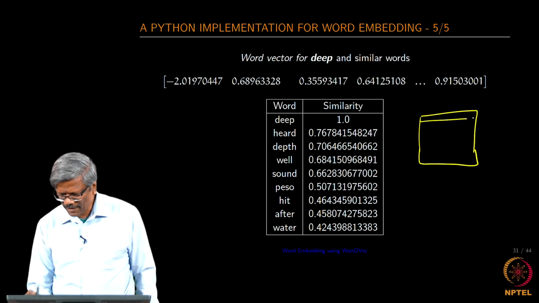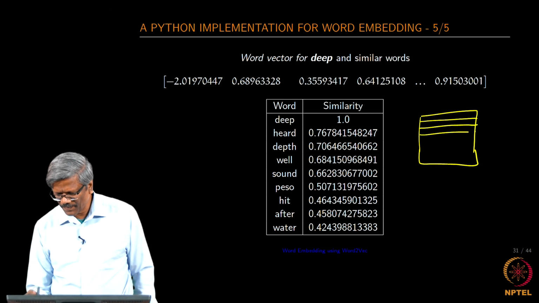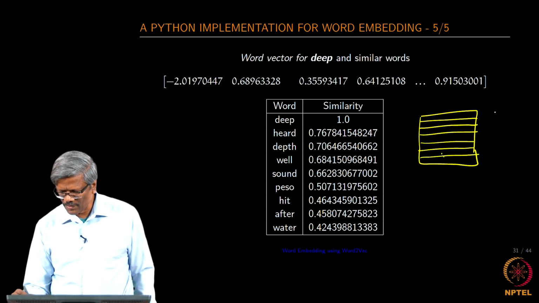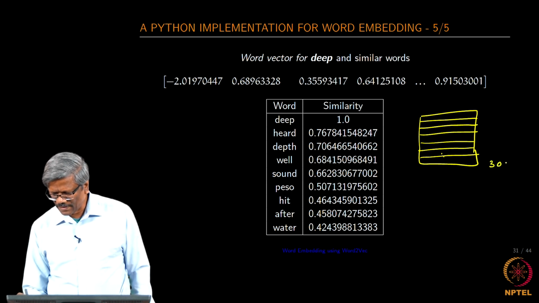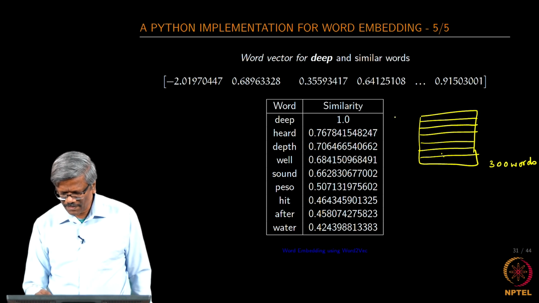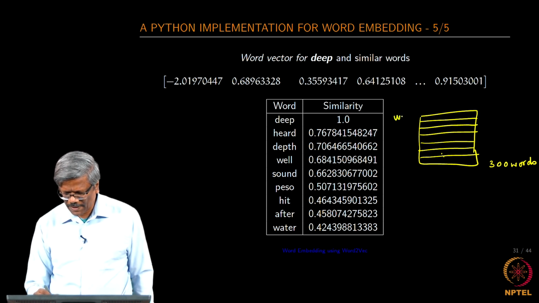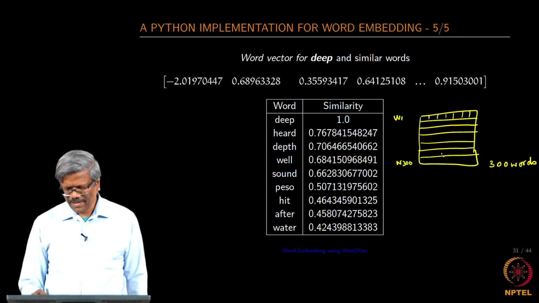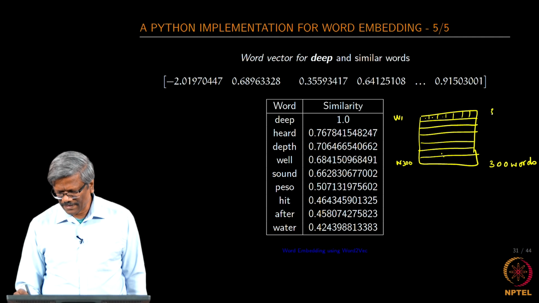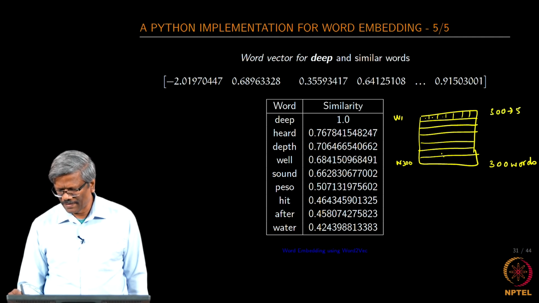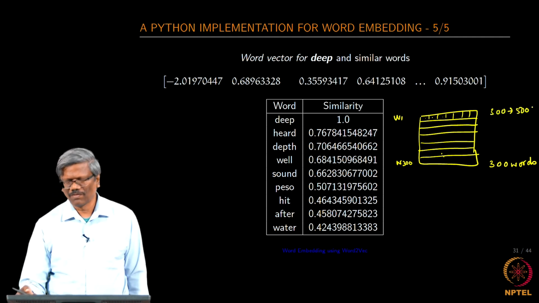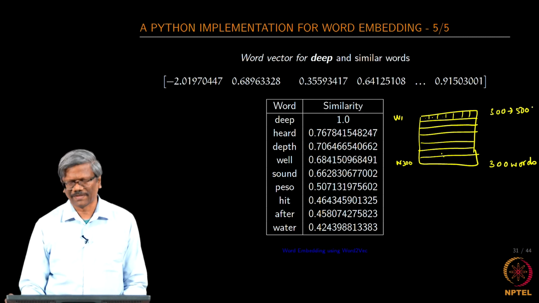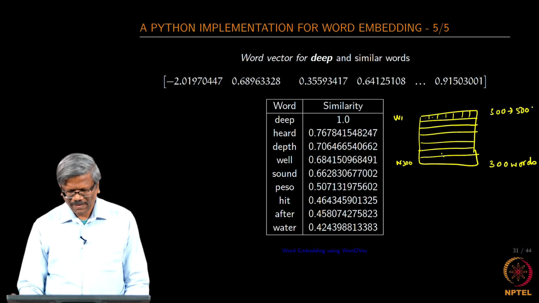Okay. So, each row represents a word vector for you. Supposing you have about 300 words, this is word 1 to 300. Each vector will have, let us say, 300 to 500 elements depending on what you have chosen as the hidden value size.